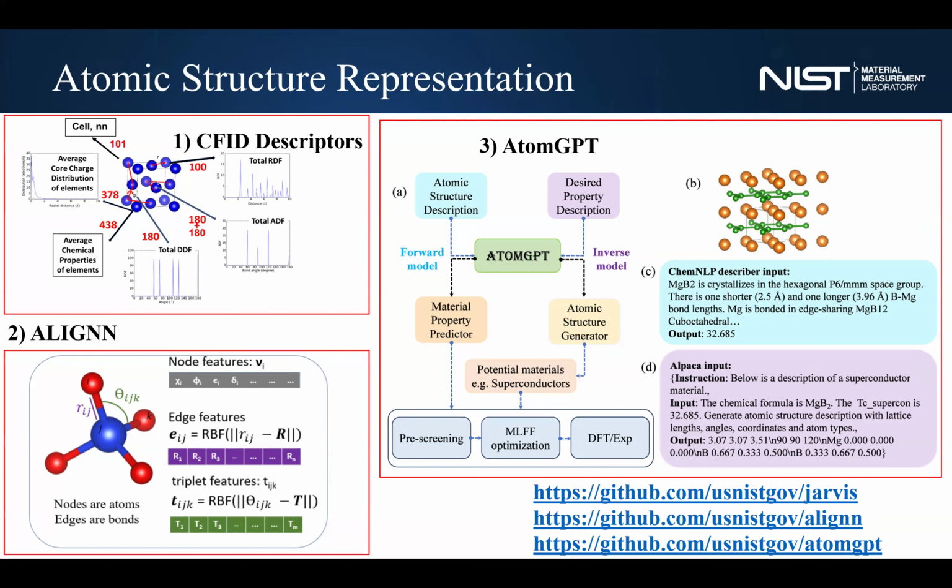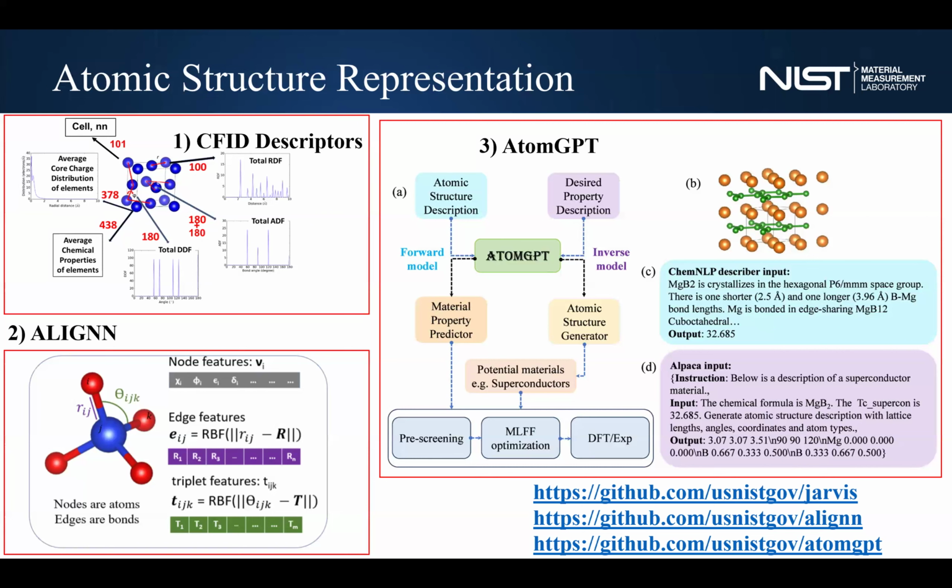So the idea is, at least in 2018, we tried to include total radial distribution function, angle distribution function, and the dihedral distribution function, and that gives you 1557 descriptors for each material, and that can give you highly accurate models. In 2021, 3 years after the CFID descriptor, we developed this ALIGNN framework, which we also heard about in the previous talk, to have a line graph to improve accuracy, especially for electronic properties. And last year or so, we proposed this GPT model.